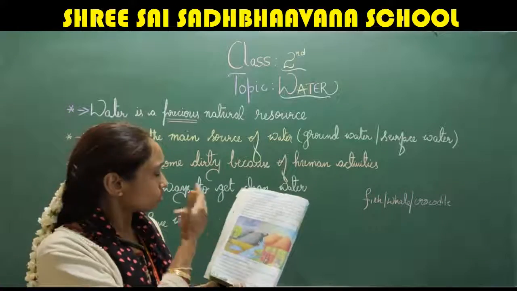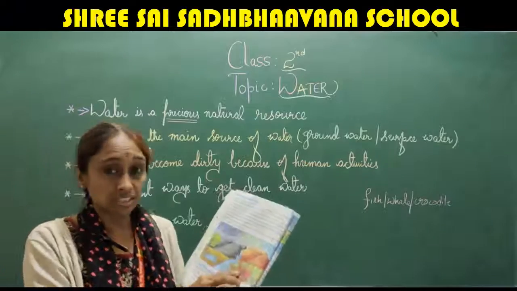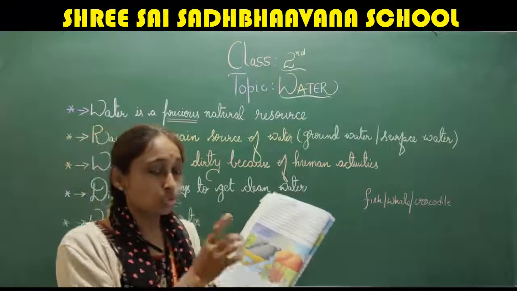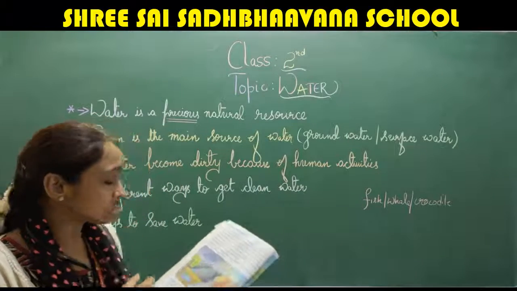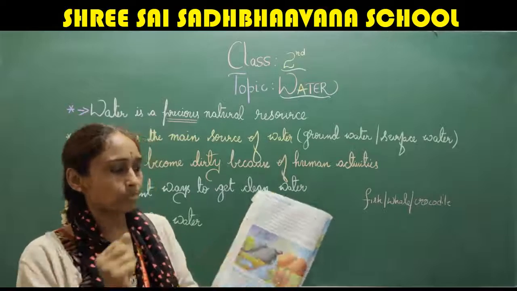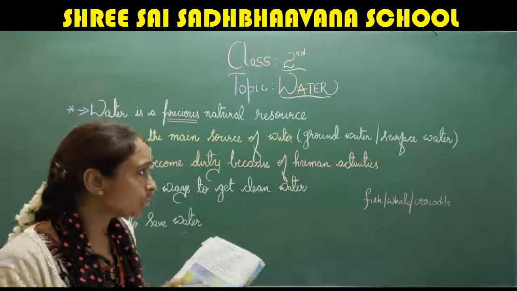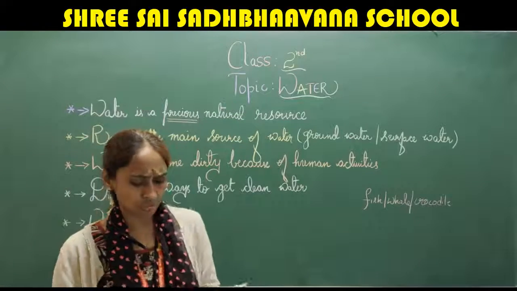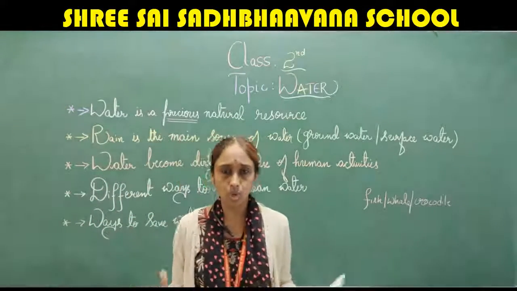Okay, so what about groundwater? As I told you, when it rains, some amount of water goes beneath the earth, and to get that water, people dig wells and bore wells, and sometimes a hand pump is also used to get the groundwater. Okay, seas and oceans are very big water bodies.